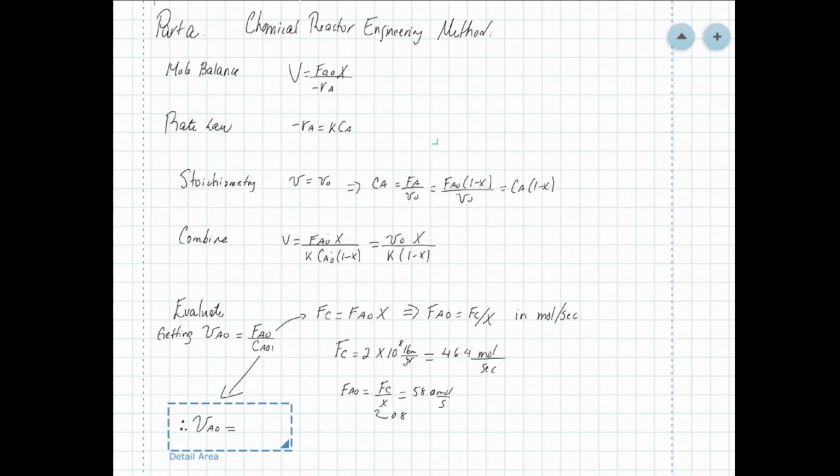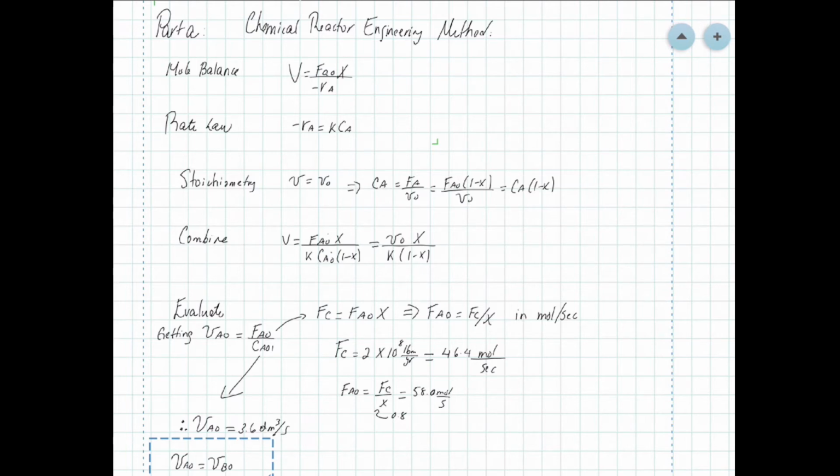So that means that we can evaluate the initial volumetric flow rate of A. Remember that the concentration of A was already given in the statement. So putting the numbers in for this, we get that the volumetric flow rate for A equals this many decimeter cubed per second. Remember that it was given in the statement that the volumetric flow rate of A equals the volumetric flow rate of B. It was the same, split the same before entering the reactor.